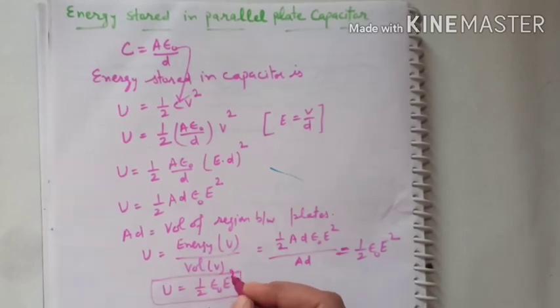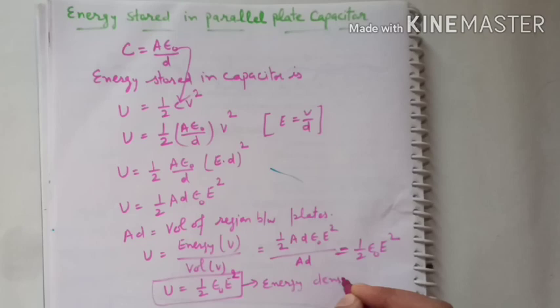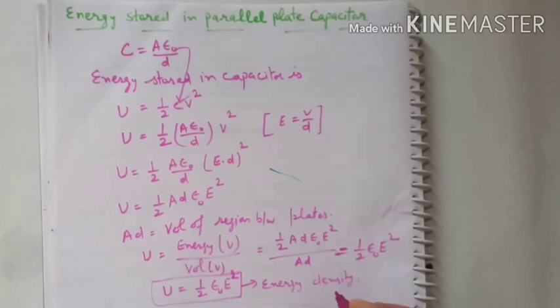Total energy per unit volume is called energy density. So potential energy of the capacitor is stored in the electric field between the plates. Thank you.